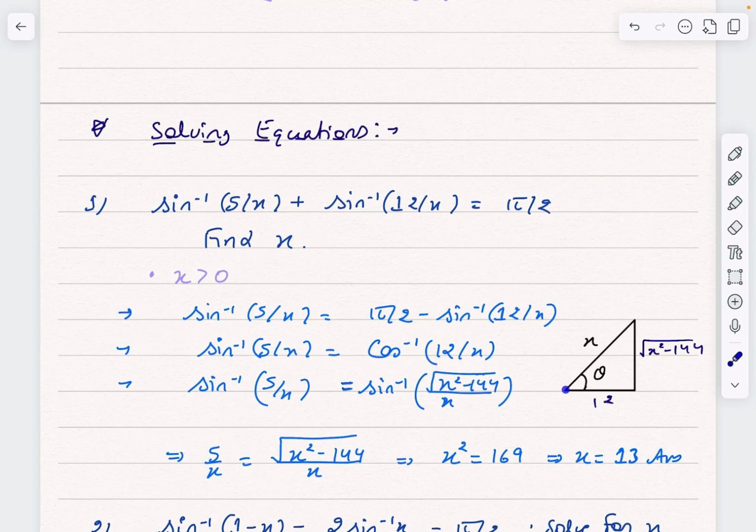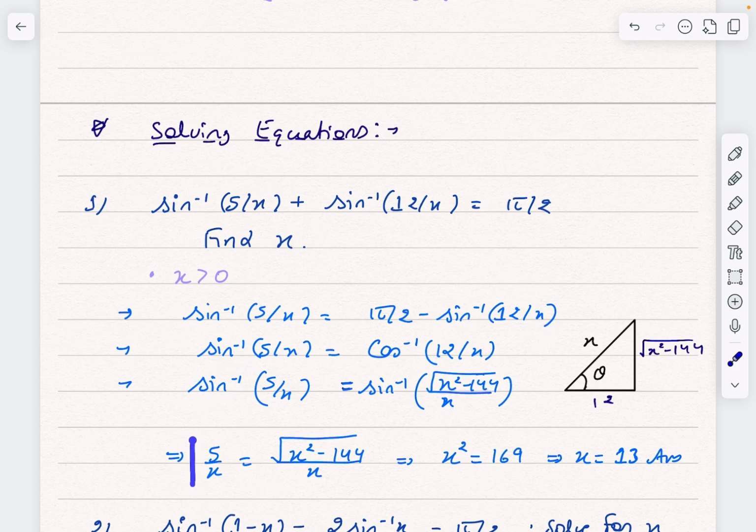Now using the triangle, we can convert cos inverse into sine inverse. If I take this angle as theta, cos theta will be 12 over x. So base is 12 and hypotenuse is x. So the perpendicular will come out to be root of x square minus 12 square. Sine inverse will be perpendicular upon hypotenuse. So you get sine inverse of root x square minus 144 by x is equal to sine inverse 5 over x.